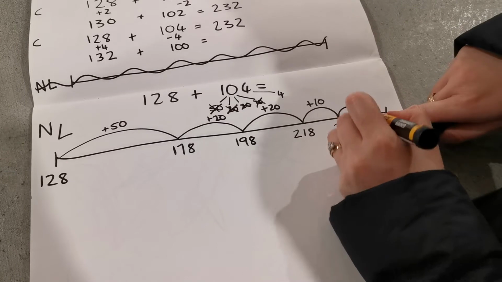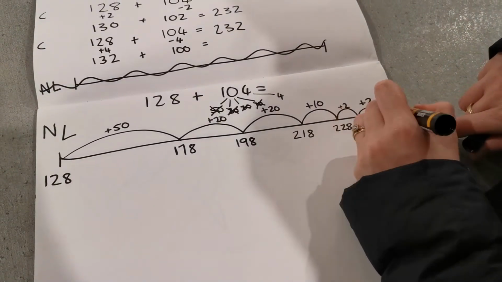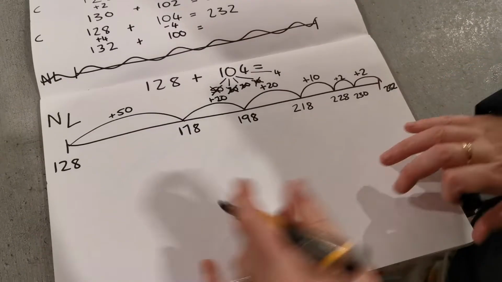I'm going to jump in twos. So two to get to 230. And then I'm going to add another 2 to get to 232. I could have done it like this.